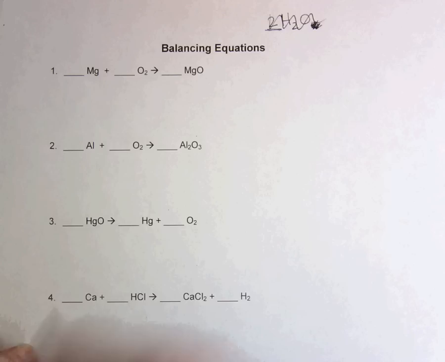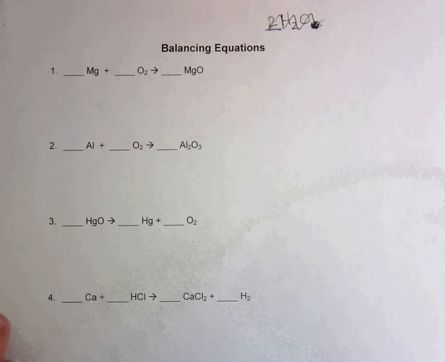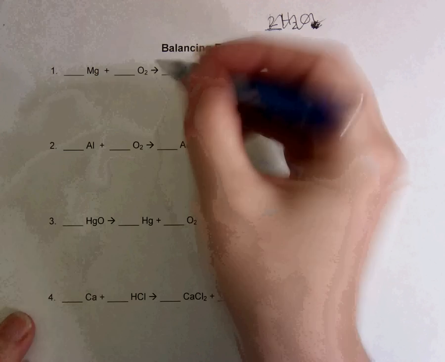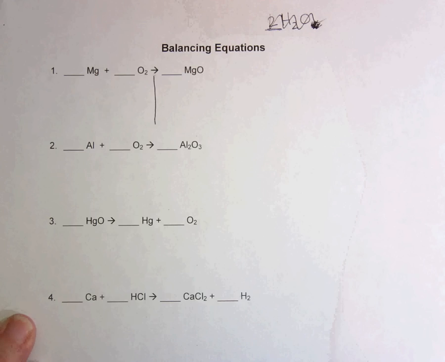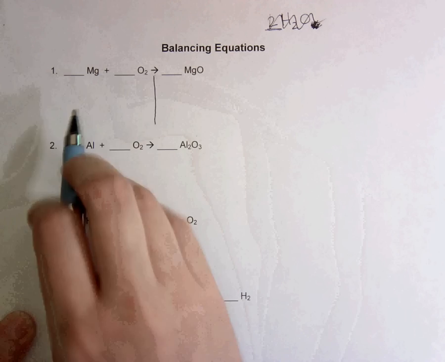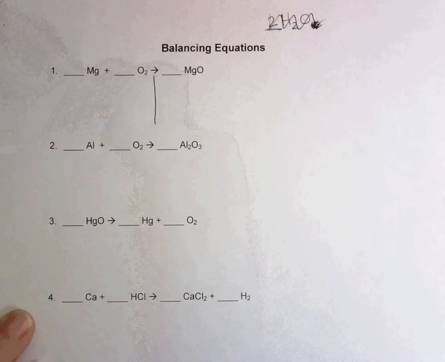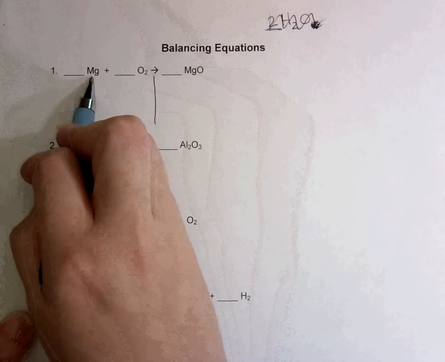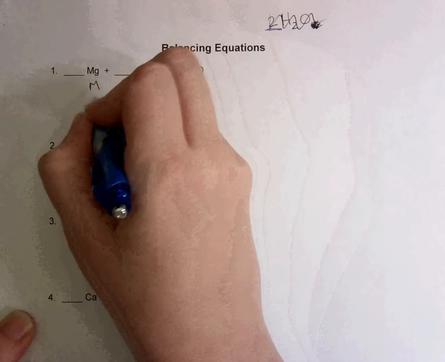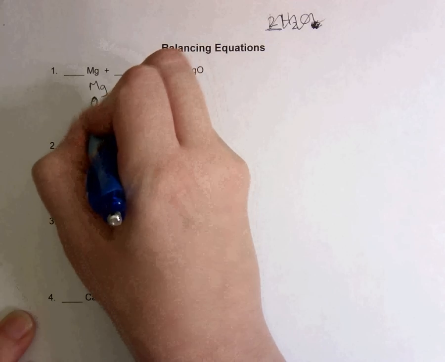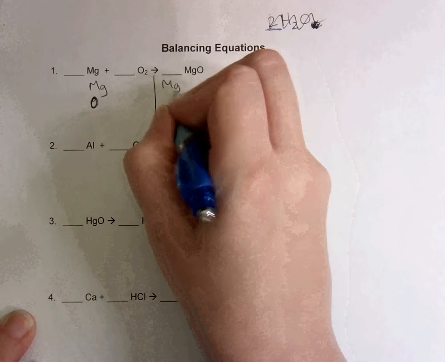Let's get back to this. I'm going to show you 2 different ways to balance equations. Use whichever way works for you. So I'm going to go ahead and do the more traditional way using this first equation. So first we look at the number of each atom on each side. So I've got Mg and O, so I'm going to write those down, Mg and O, and I'm going to write down Mg and O on the other side.